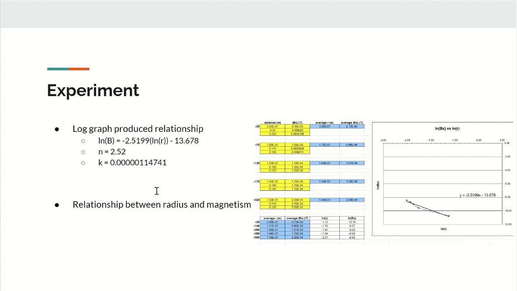Continuing, here is the result of the modeling between the distance and magnetic strength. As you can see, it produced the relationship that the natural log of magnetic strength is equal to negative 2.5199 times the natural log of the radius minus our y-intercept, which is 13.678. So from this, we're able to deduce that our n is around 2.52, and knowing that n is equal to 2.52, we can deduce that k must be equal to that very small quantity, simply by undoing the logarithm.